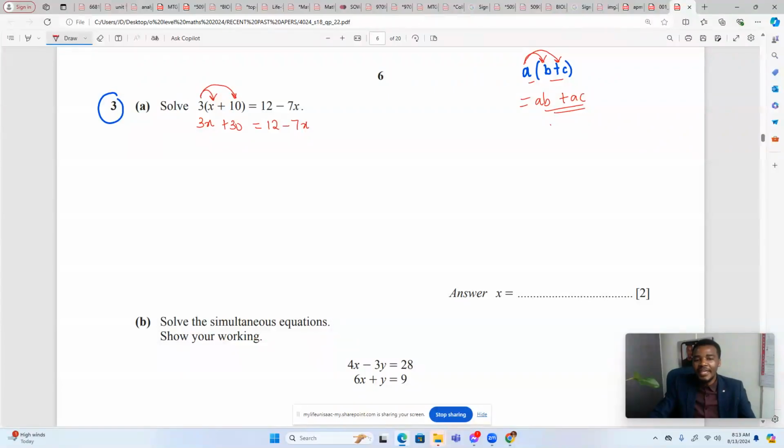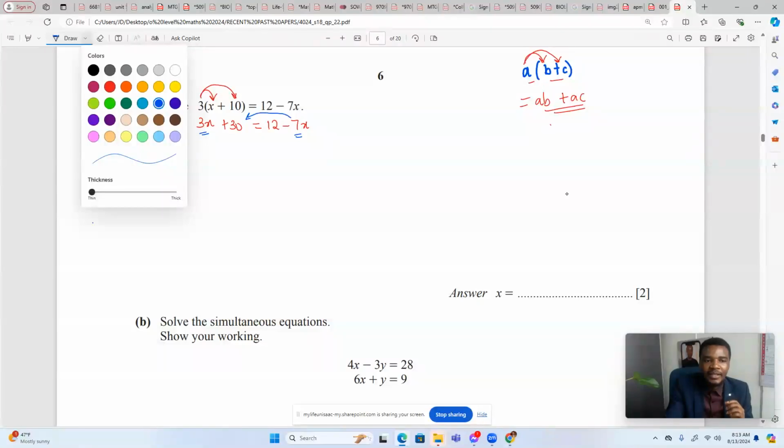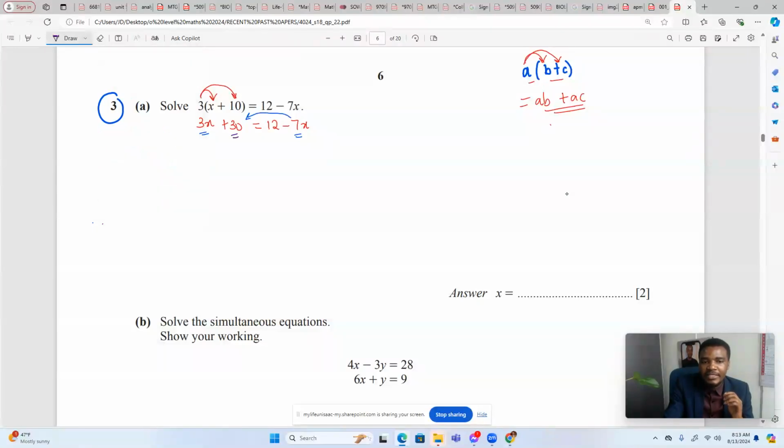Okay, so on the next step, let's collect like terms. How are we going to collect the like terms in this case? On this side we have 3x, and this side we have minus 7x. So we can take minus 7x to the other side of the equation, and at the same time, we can also take this plus 30 to the other side of the equation. The rule is, when you take a term from one side to the other side, the sign of that term must change.